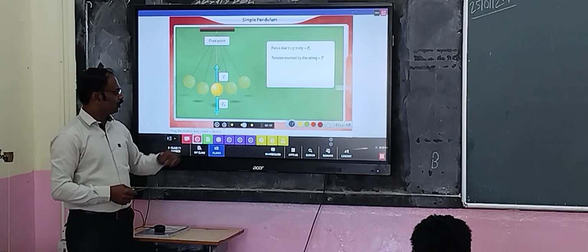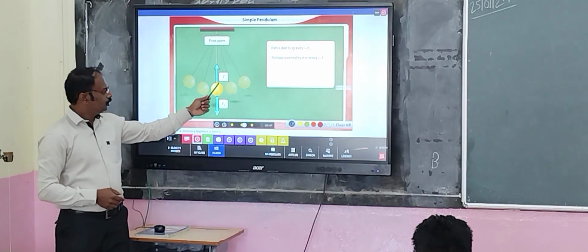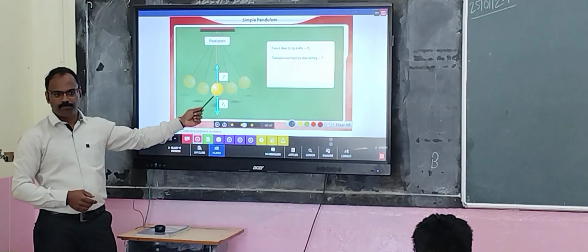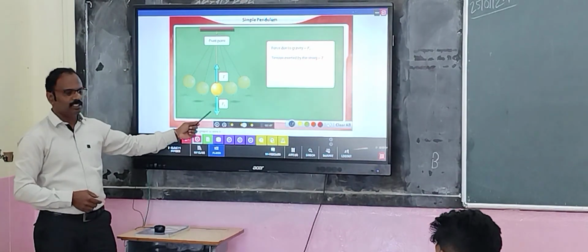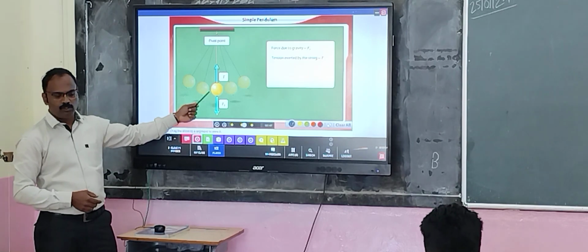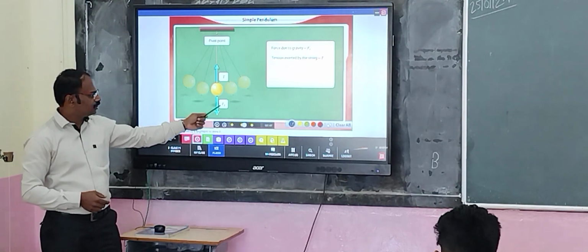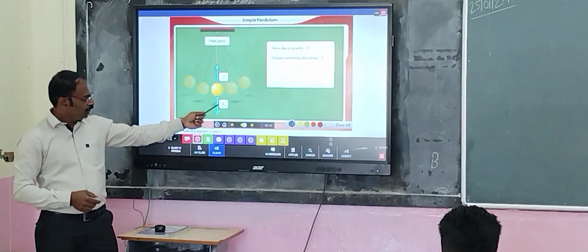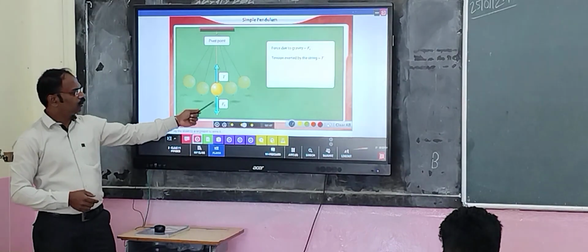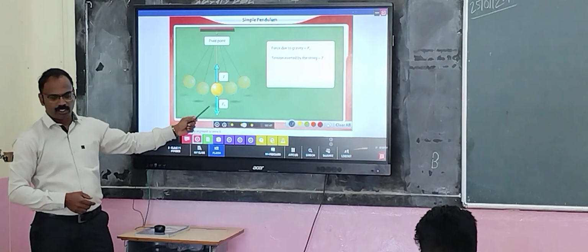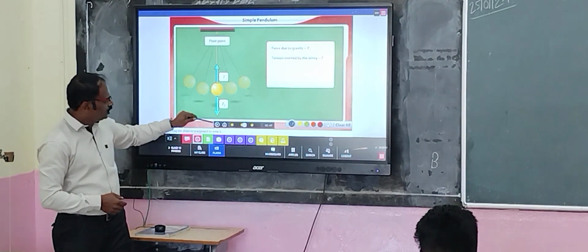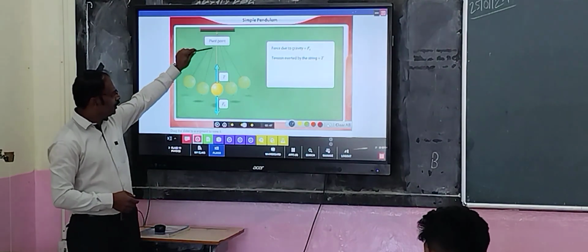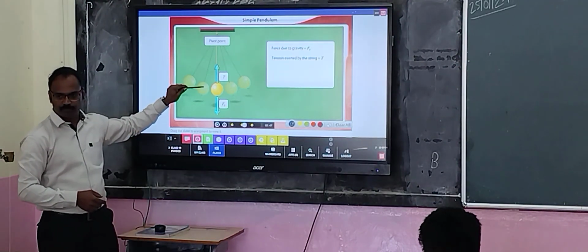The tension. Okay, now listen. The body has a mass m, so it will be attracted by the gravitational force. The force of gravitation is given as Fg. So Fg is equal to mass into gravitational acceleration, mg. Here the Fg is balanced by the tension in the string.